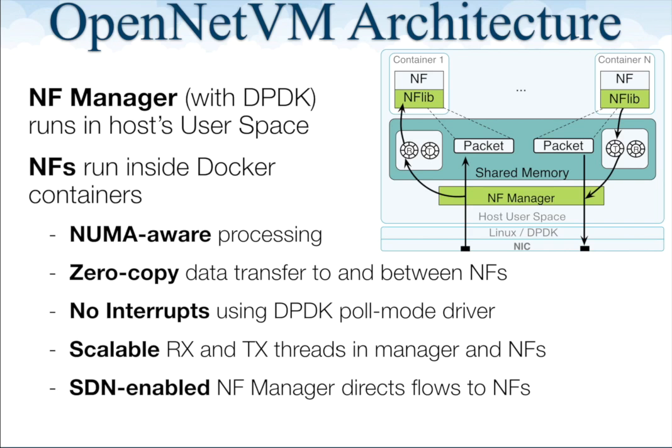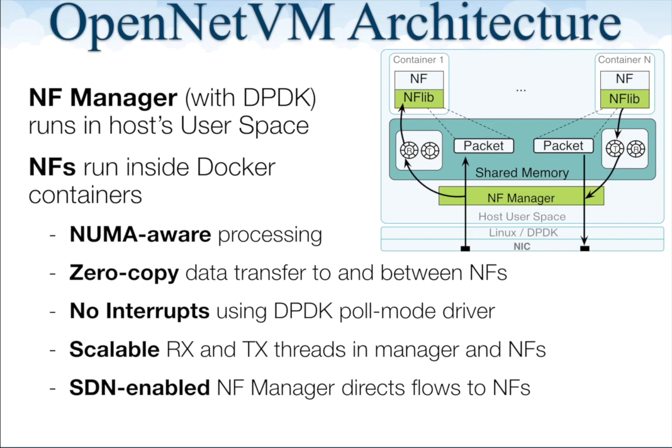In our current software, we're using Docker containers to run each of the network functions, and that allows us to very easily start up new network functions and have them share this memory where all of the packets are located. So OpenNetVM has a bunch of different features that you can see here. It's NUMA aware, meaning the system is aware that the server you're running this on may have multiple CPU sockets, and it will try to be smart about where it sends packet data and which cores it uses to process those packets.